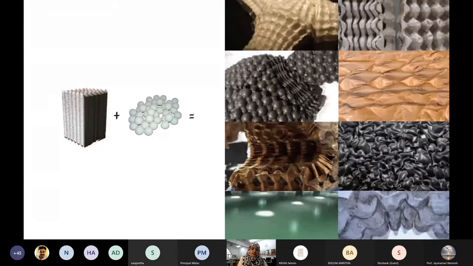One kind of set of materials is the trays, the egg crates, and then ping pong balls. So we didn't use eggs, obviously. We used ping pong balls to fill the cavities of the egg crate. And you can see that by controlling and programming the different ways that we fill the cavities, we get a whole catalog of different design outcomes.